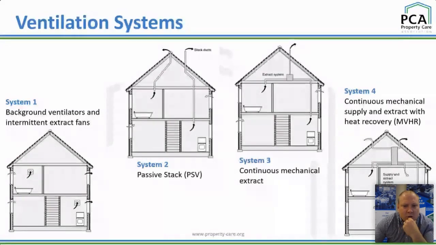System 3 is continuous mechanical extract. Now, this can be in two forms. The system you've got there is a centralized system, but you can get that decentralized as well. By that, I mean you can get a fan in each room, in moisture producing rooms, rather than something that's centralized and positioned in something like a loft. And then we've got system 4, which is your continuous mechanical supply and extract fan with heat recovery. That's your Rolls-Royce type system. It's more common in newer builds, but it's an all singing, all dancing, high-end system.